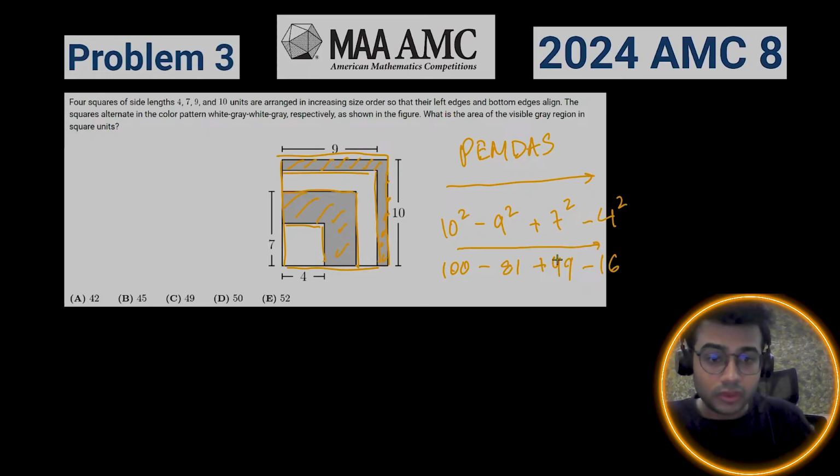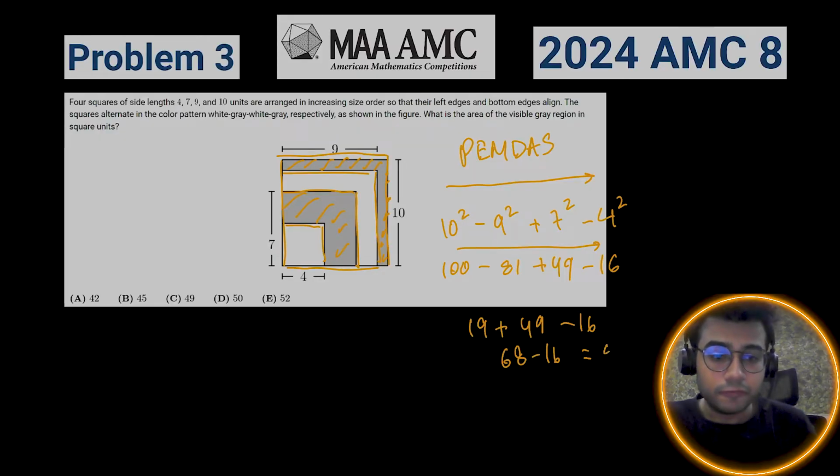We go from left to right. So 100 minus 81 is 19, plus 49, and then minus 16. 19 plus 49 is going to be 68, minus 16 is going to be 52. So the answer is E.